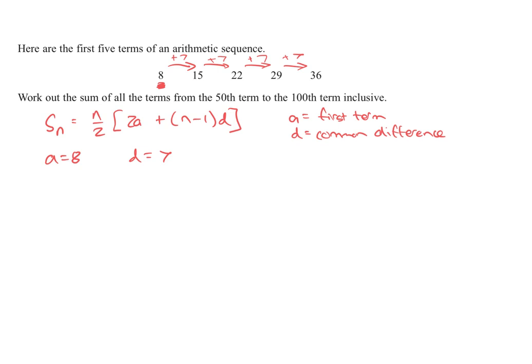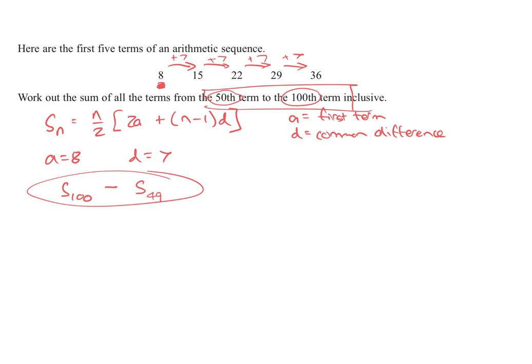Now, we want the sum of all terms from the 50th to the 100th inclusive. So the way to do that is I'm going to need to work out the sum of the first 100 terms, and then I'm going to need to work out the sum of the first 49 terms, because the 50th term is included in what we're trying to work out, and I want the difference between those. If I work out that, then we'll get exactly what I'm looking for here in terms of the 50th to the 100th inclusive. So that's what I'm going to try and work out.